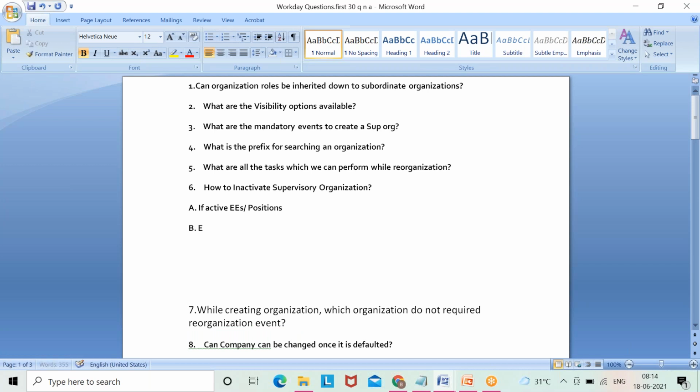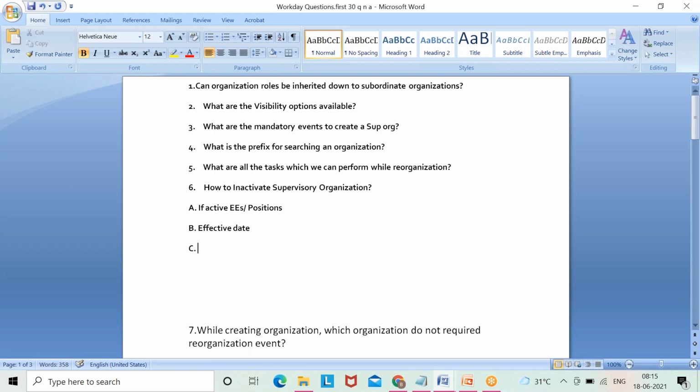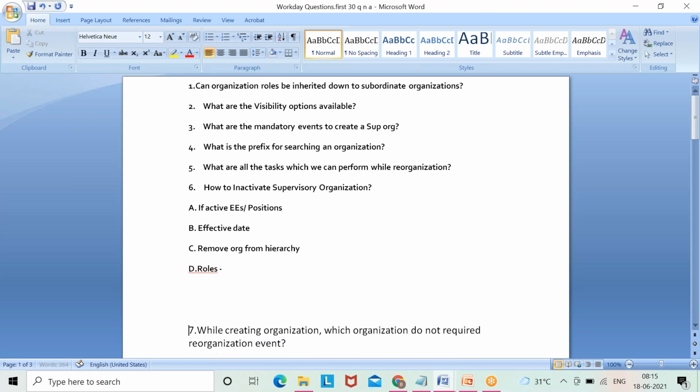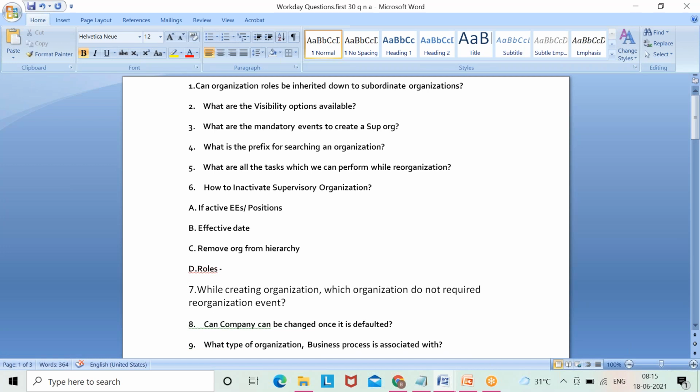Second thing, the effective date. Third thing, remove the organization from the hierarchy after inactivation if you don't want it to stay in the hierarchy. And the last one, roles. Here 3 questions will come. Do you want to keep all the inherited roles, or do you want to keep only specific roles, or do you want to remove all the roles? That is also asked of the customer. Okay. Thank you.